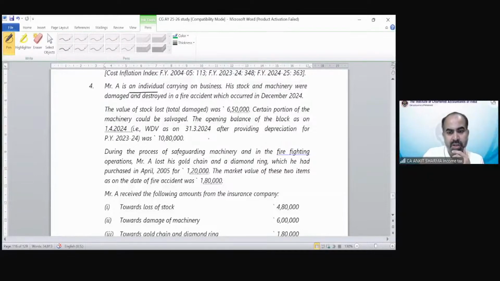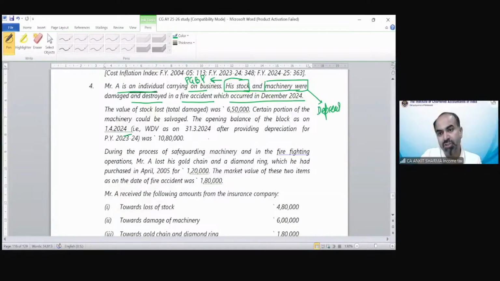Mr. A is an individual carrying on business. His stock and machinery were damaged and destroyed in a fire accident, which occurred in December 2024. So stock has been destroyed. That is a part of your PGBP. The treatment would be under PGBP. Clear? And machinery is a depreciable asset.